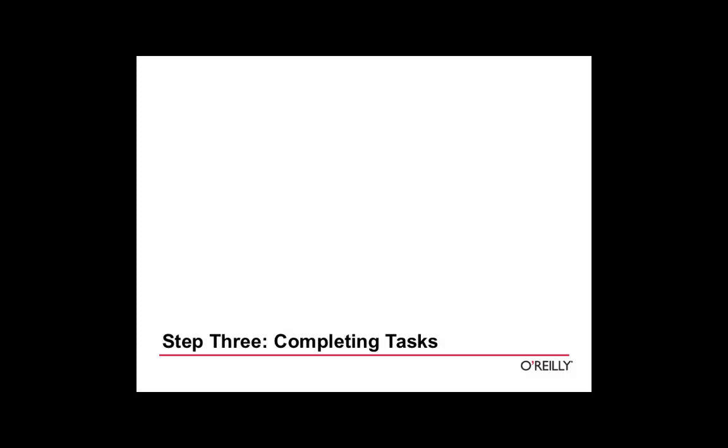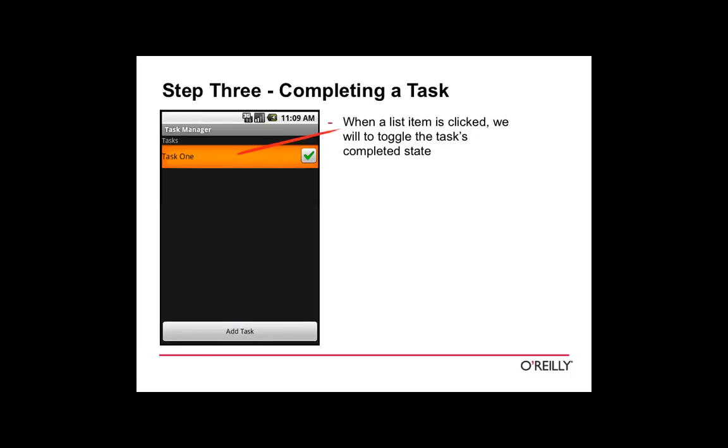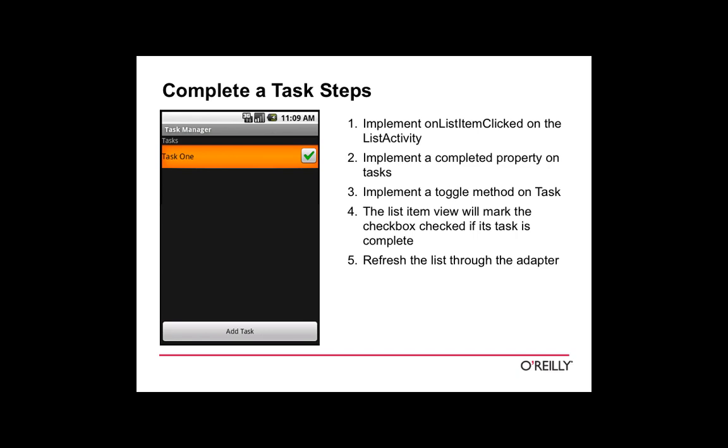Okay, so now for completing tasks, this is actually a lot shorter. All we want to do is whenever one of these guys is tapped, when a list item is tapped, we want to toggle the state of the checkbox. To do that, we need to implement a method that list activity gives us on the list activity that we extended, which is called onListItemClicked.